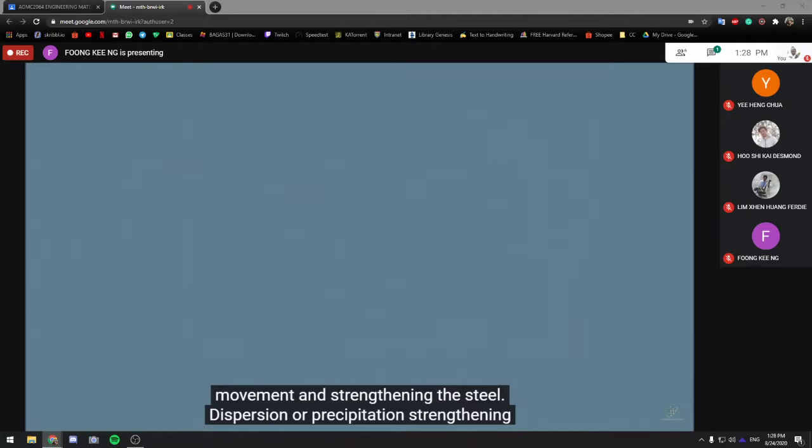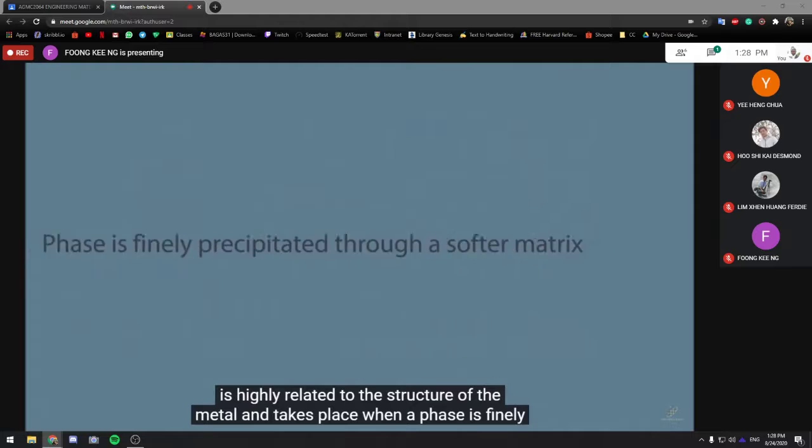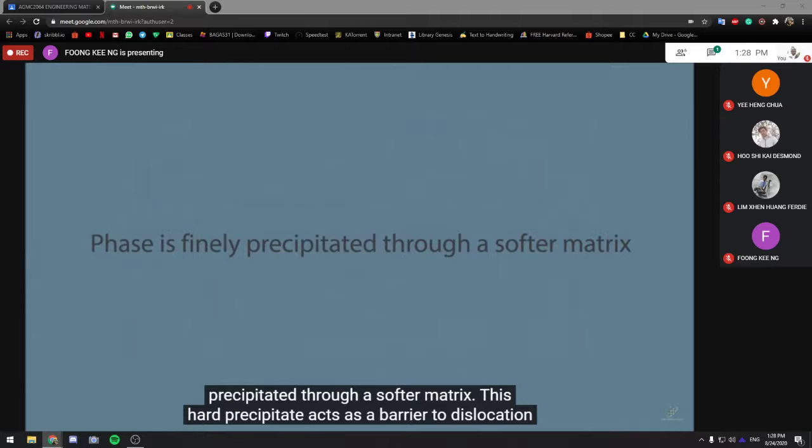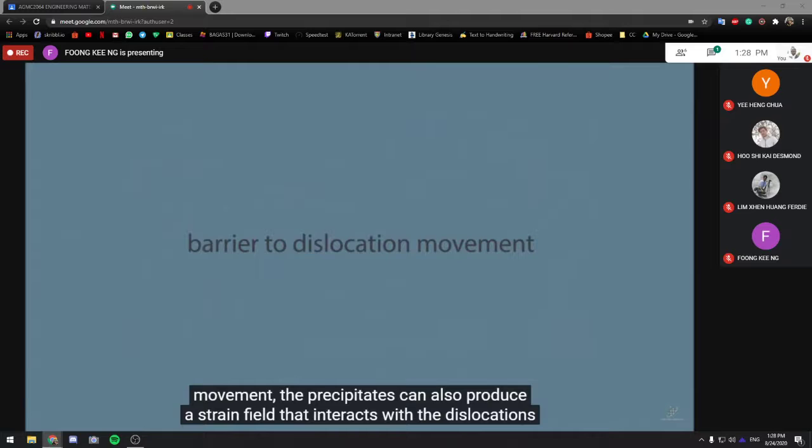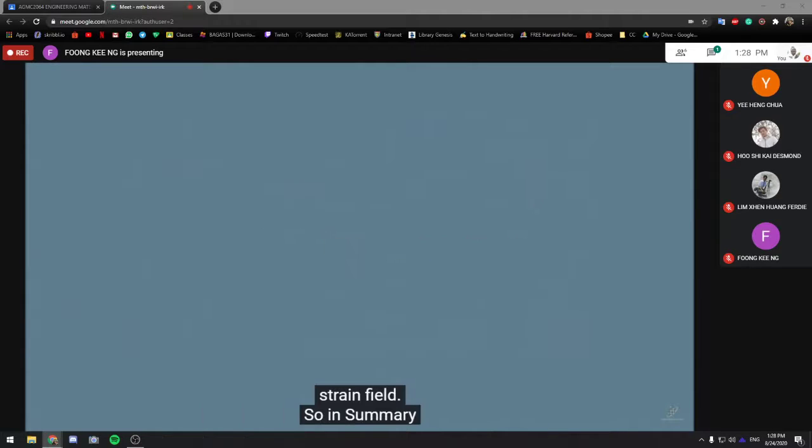Dispersion or precipitation strengthening is highly related to the structure of the metal and takes place when a phase is finely precipitated through a softer matrix. This hard precipitate acts as a barrier to dislocation movement. The precipitates can also produce a strain field that interacts with the dislocation strain field.